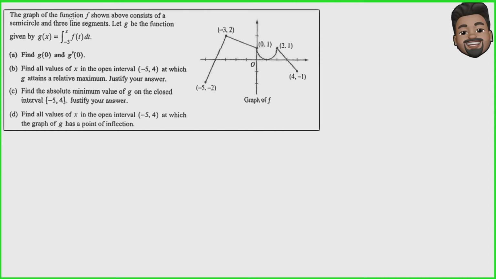Before we get to part A, you can read the question, but you'll notice it's in one of two formats: either they're going to give you f prime, or, if you look here, they're going to give you g of x equals the antiderivative, the integral from -3 to x of f of t dt. So let us get rolling.